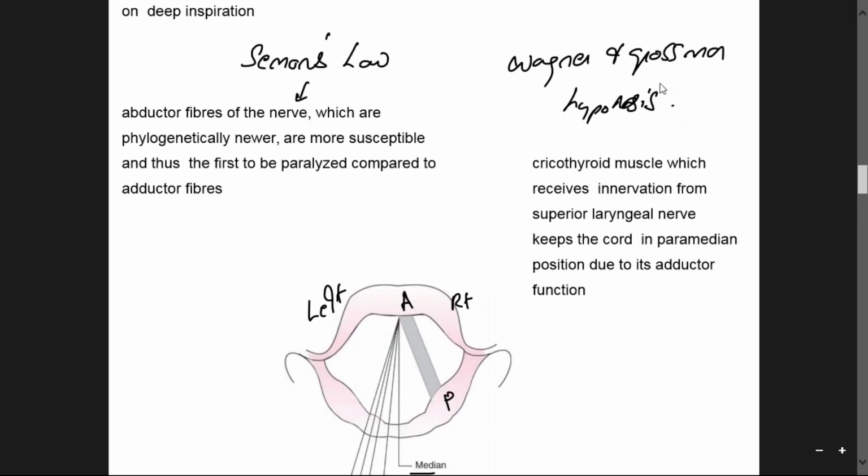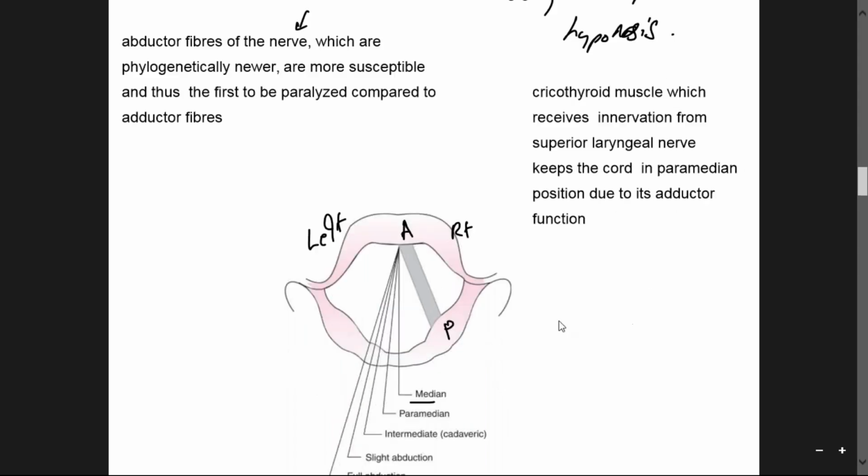Whereas the Wagner-Grossman hypothesis, which is more apt and the best theory, says that the cricothyroid muscle, which is an adductor, has an intact nerve supply from the external branch of the superior laryngeal nerve. So it keeps the vocal cord of the affected side in an adducted position. So there are two theories.